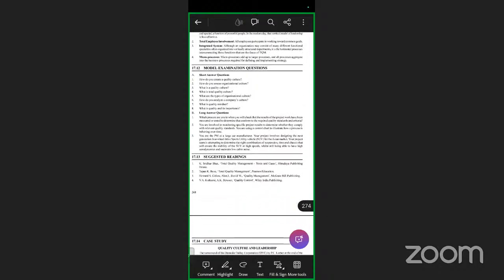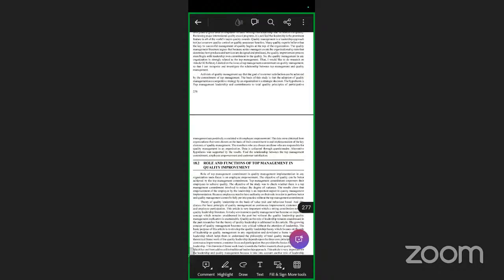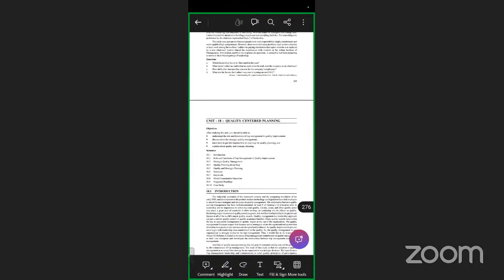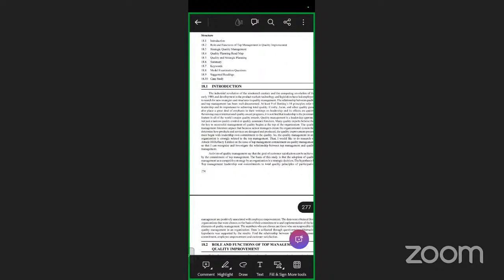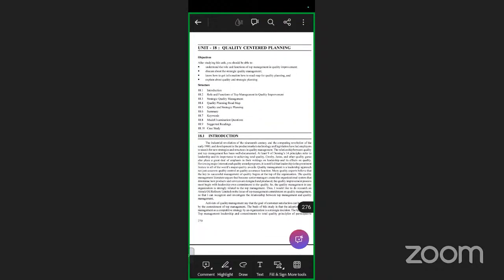So with this, we completed this unit, and finally we enter the last part of the unit in this block: quality centered planning. What is that? In quality centered planning, we are going to study the role and functions of top management in quality improvement, strategic quality management, quality planning and roadmap, and quality and strategic planning.